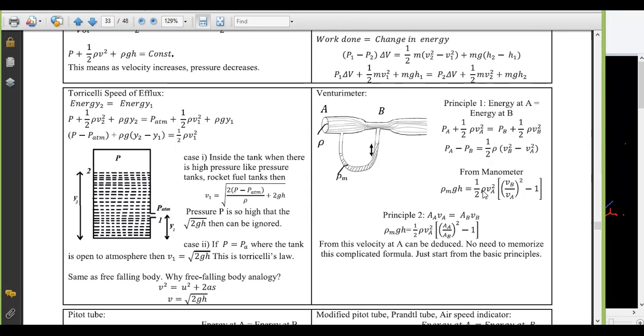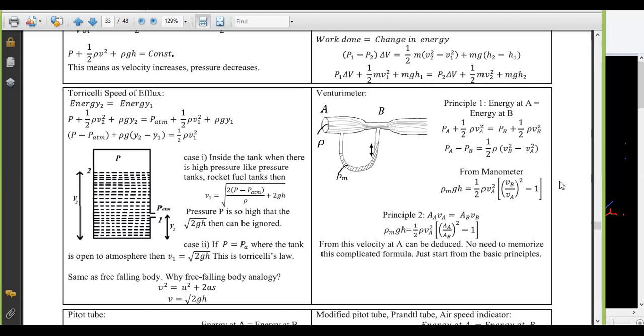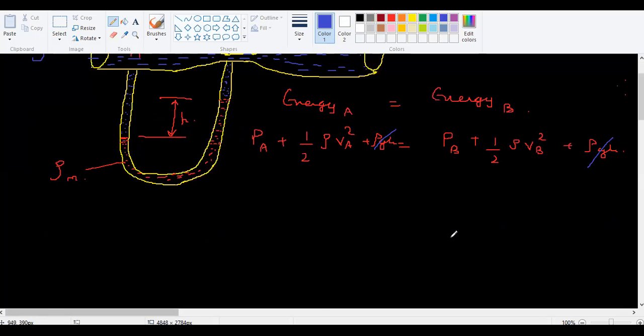That's what we have done here. So if you are doing a numerical, I would not recommend you to remember this final formula, because it looks very complicated. What you are supposed to remember is the basic principle: energy at A is equal to energy at B. Write this down and then substitute the numbers. Whatever numbers are given, substitute, and you will be able to solve for VA. Only for your derivations, you need to derive that final formula.